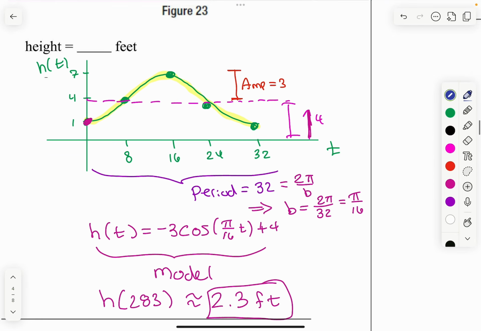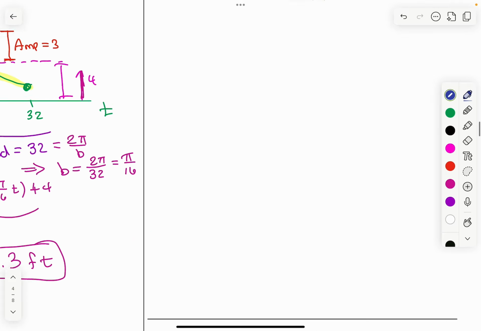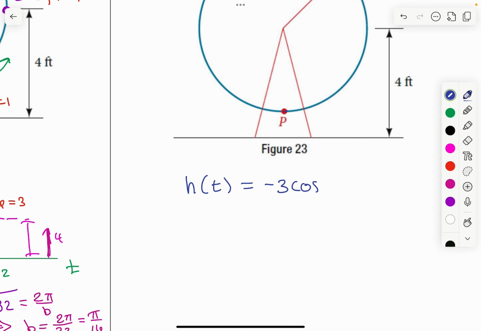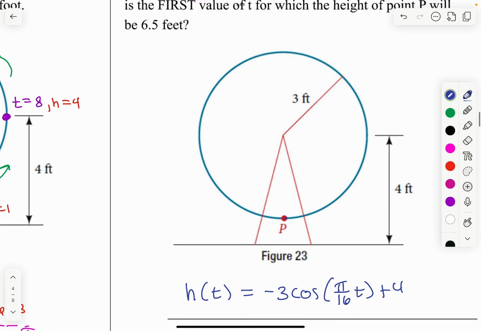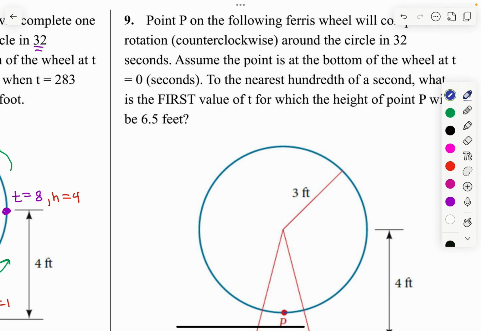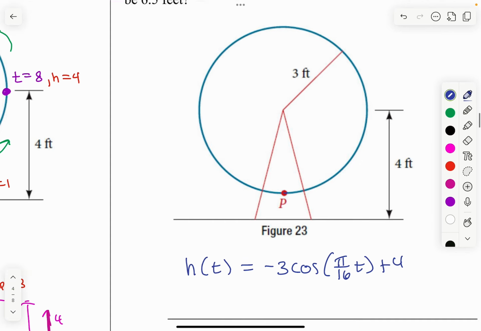So the key thing is we have our model for the height of this Ferris wheel. Okay, so I'll just write it down again. We came up with the model for the height to be -3 cosine pi over 16 t plus 4. Now what this question says is, what is the first value of t for which the height of the point will be 6.5 feet?